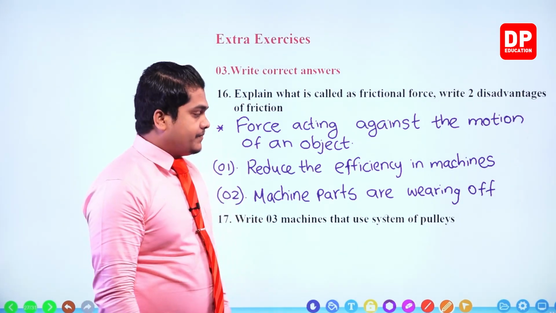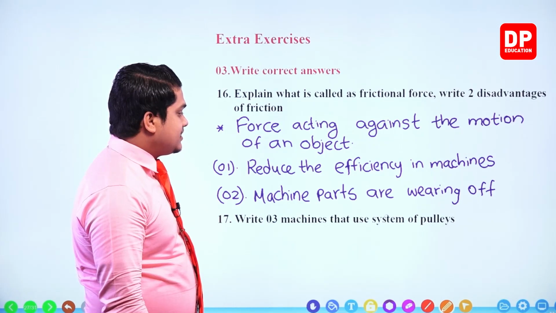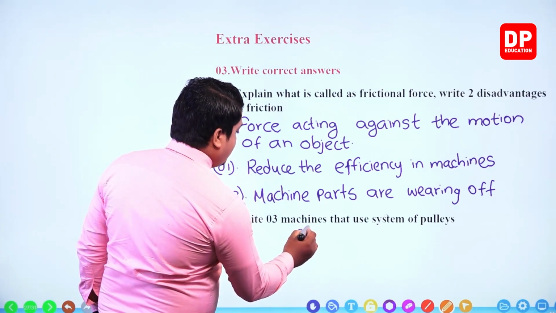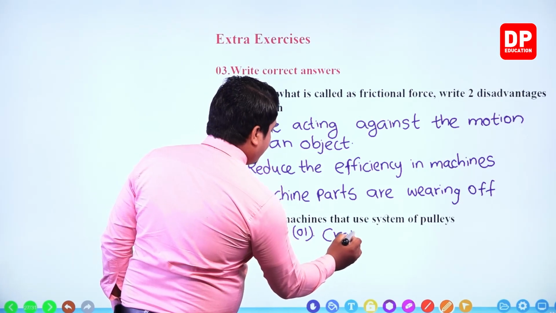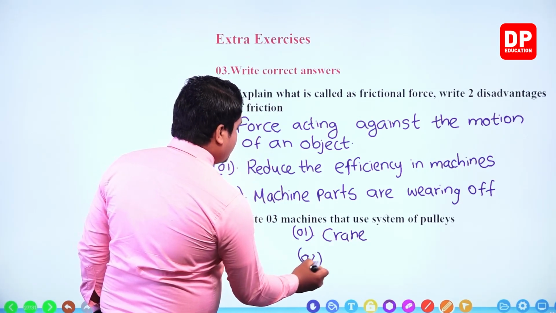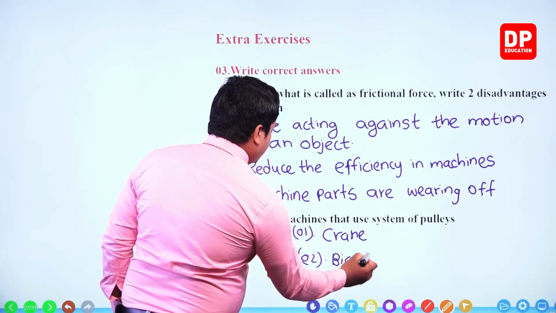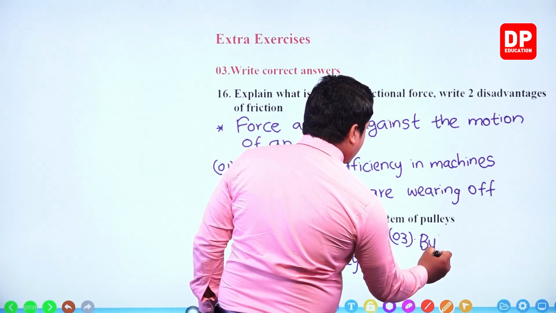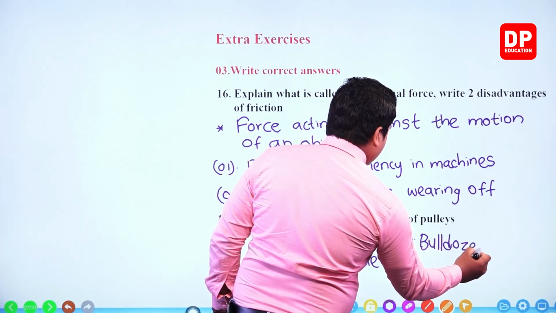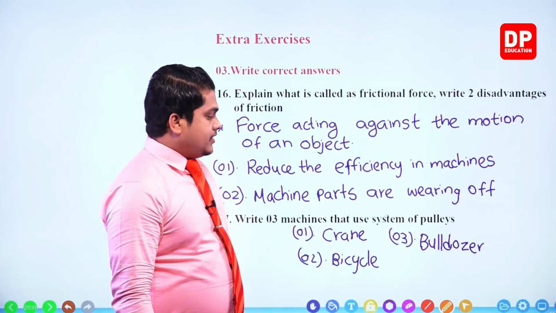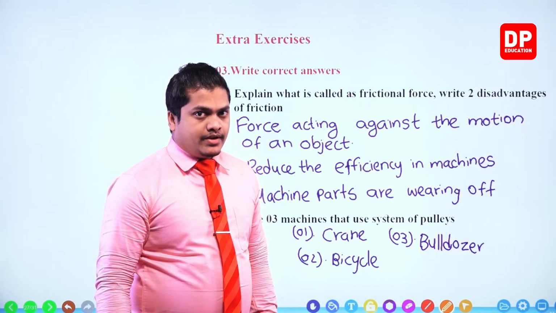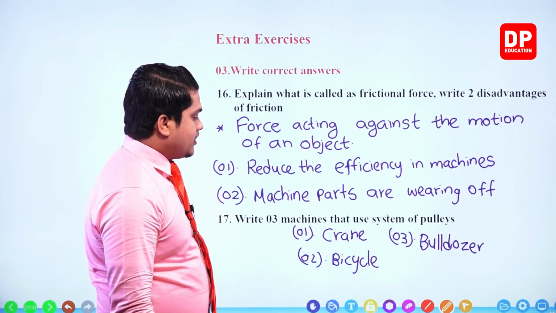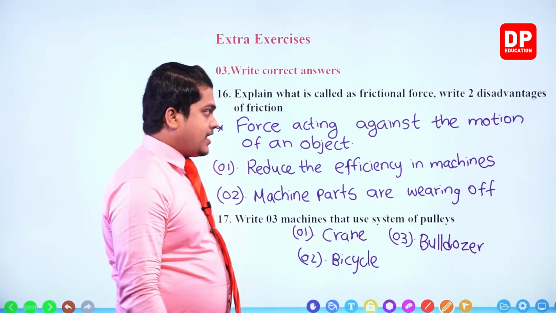Disadvantages of frictional force. 17. Write 3 machines that use system of pulleys. Number 1, the one which we have learned, crane. Then system of pulleys are even being used in the bicycle. Then, my dear children, in the bulldozer also. Right, in bulldozer also we use system of pulleys. So this is the answer for the 17th question then. Crane, bicycle and bulldozer.